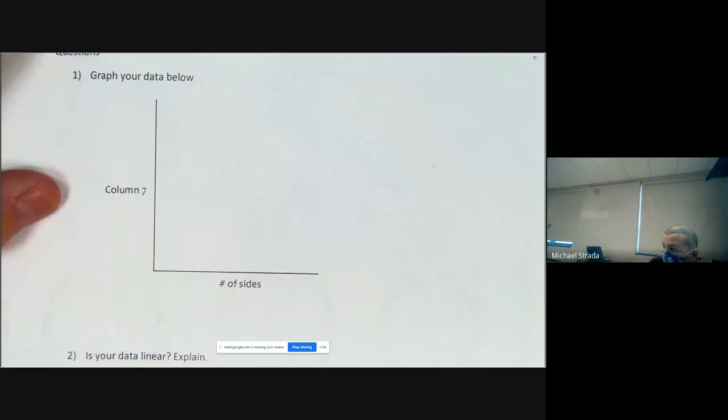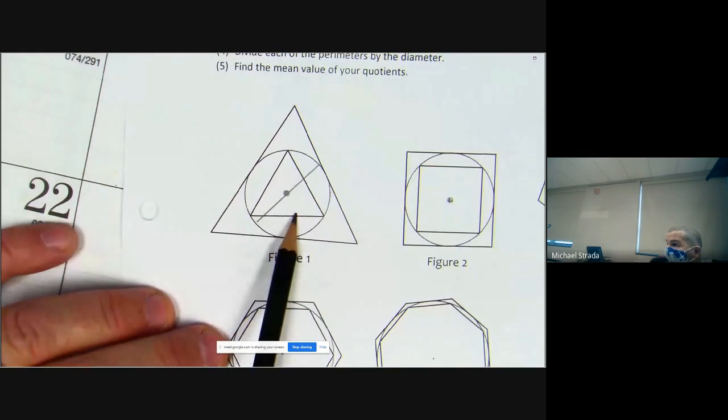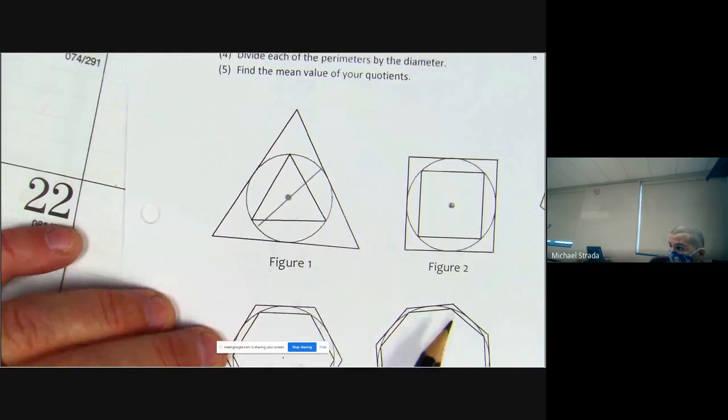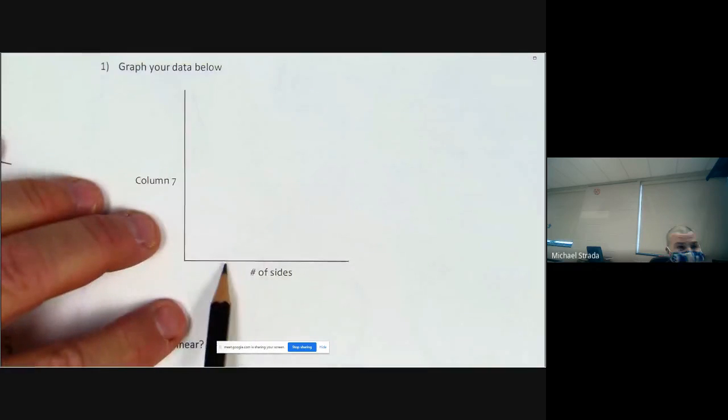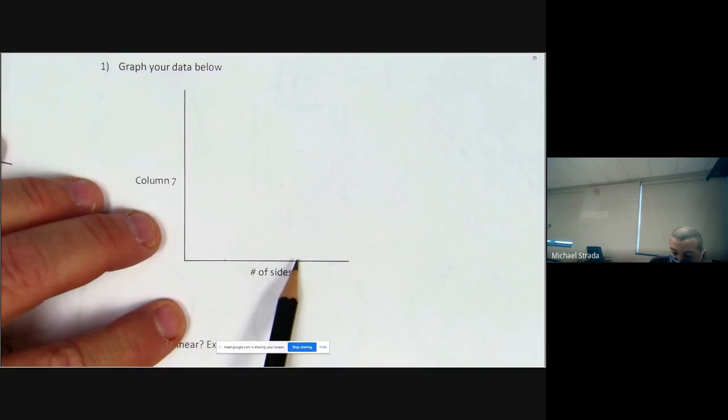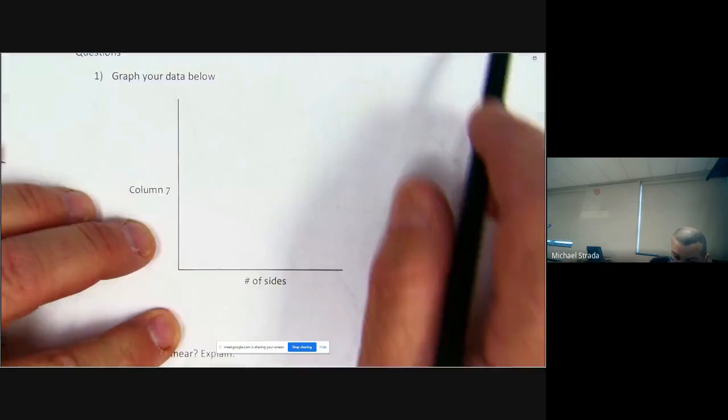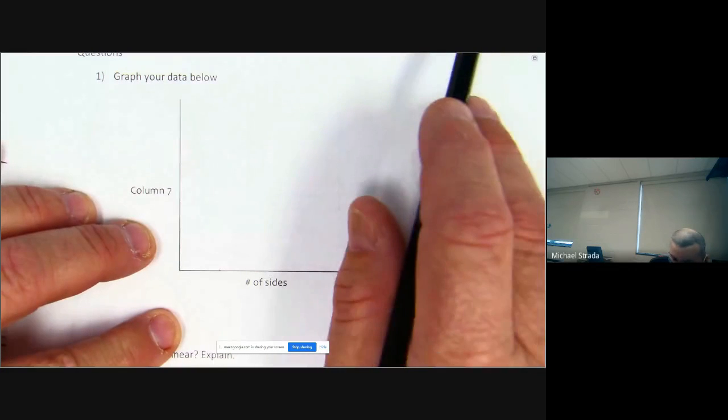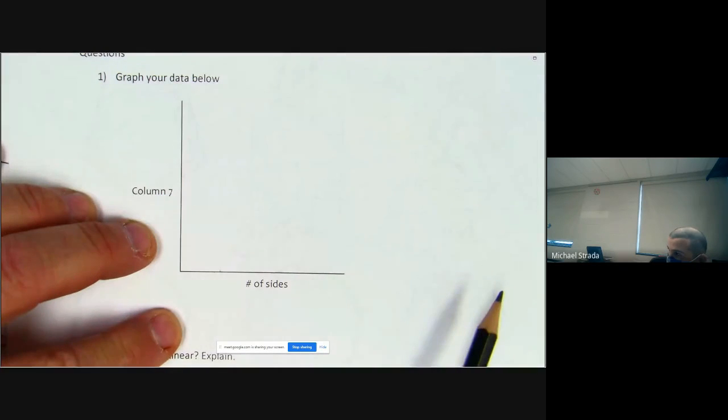Now you're not starting at 1, right? What are you starting at? The triangle, which is what? 3. You got me? So you're not starting at 1. You're starting at 3, and you're just going to graph it. So whatever the number of sides was, and then the y coordinate is whatever you get for column 7.